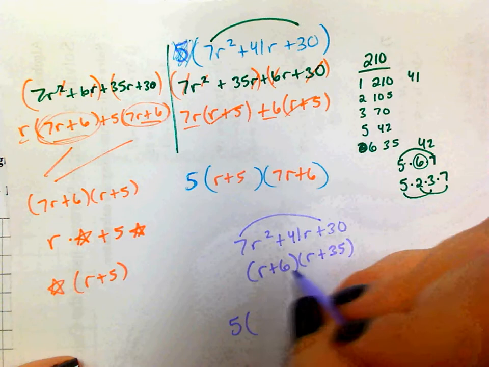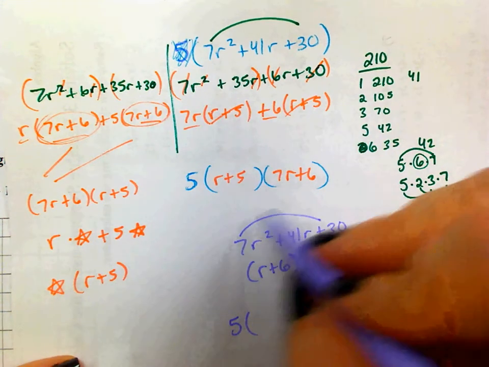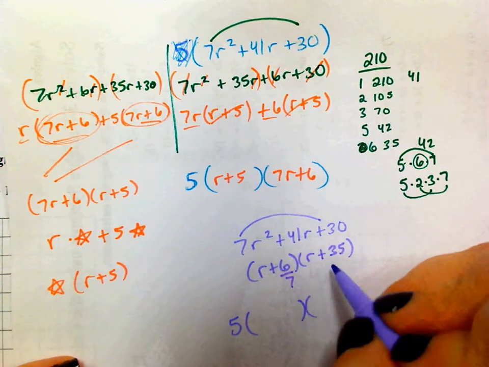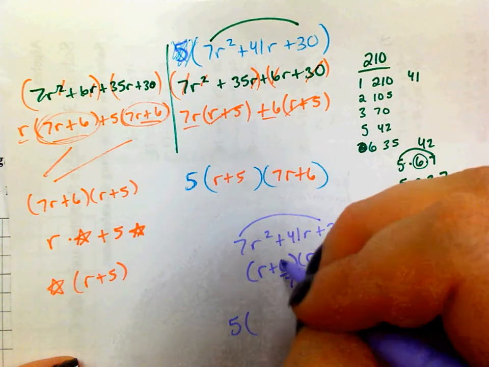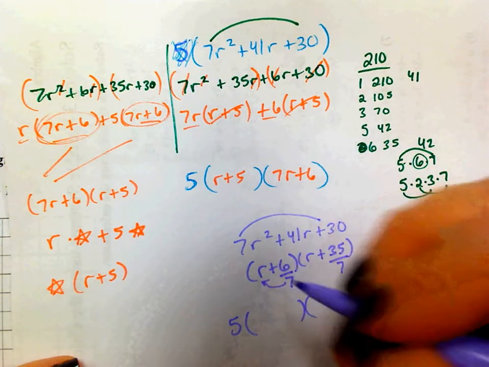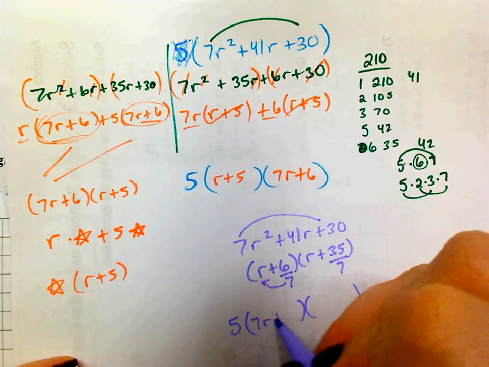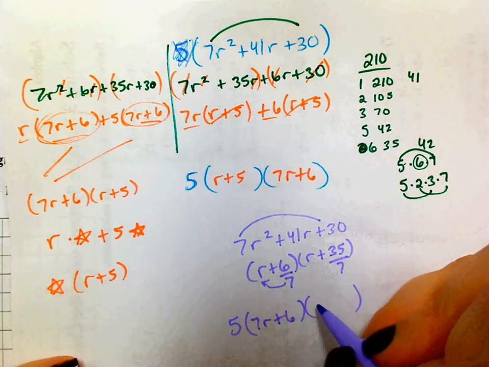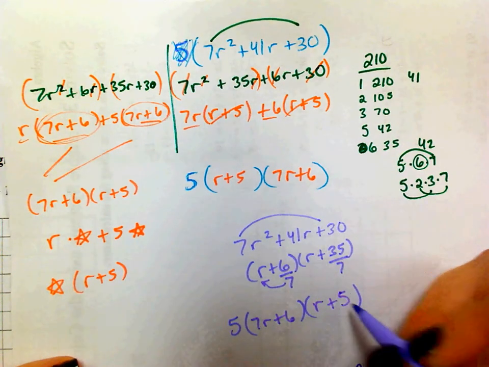But we in fact did multiply by that 7, so you divide by the 7, the number that you multiplied by. If it doesn't simplify, then you move it up to the front, so it's called bottoms up. So 7r plus 6, 35 divided by 7 is 5, and 7r plus 6, r plus 5, and 5.